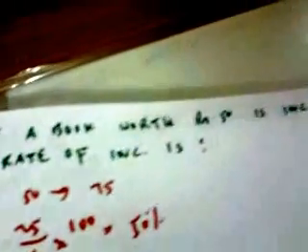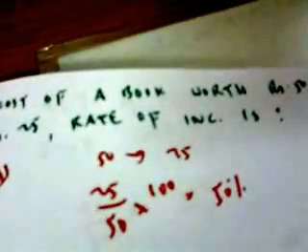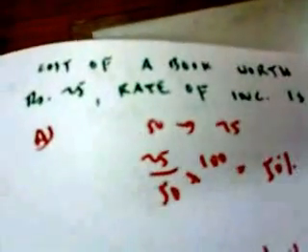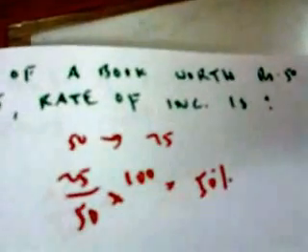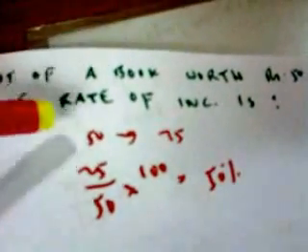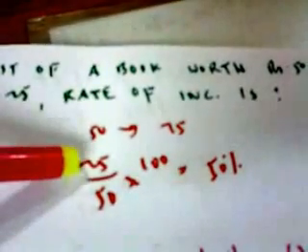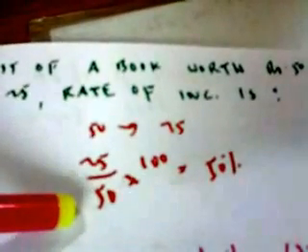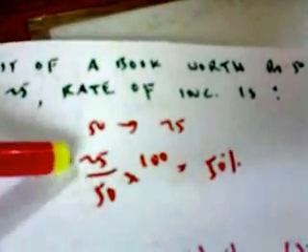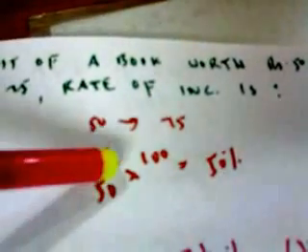Cost of a book worth rupees 50 is increased by rupees 25. Find the rate of increase. Well, 50 becomes 75, so the absolute increase is 25 rupees. Base was 50 rupees, so percentage increase is increase by base figure into 100, 50%.